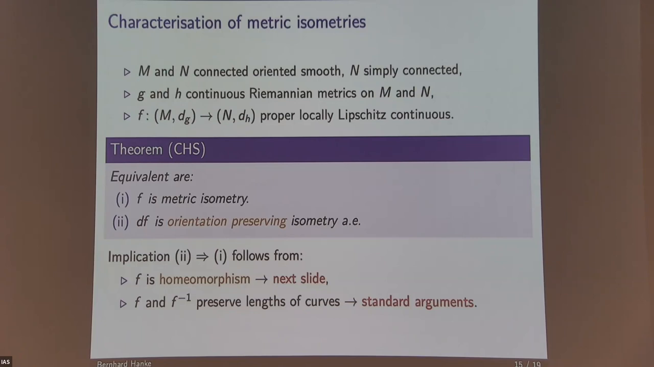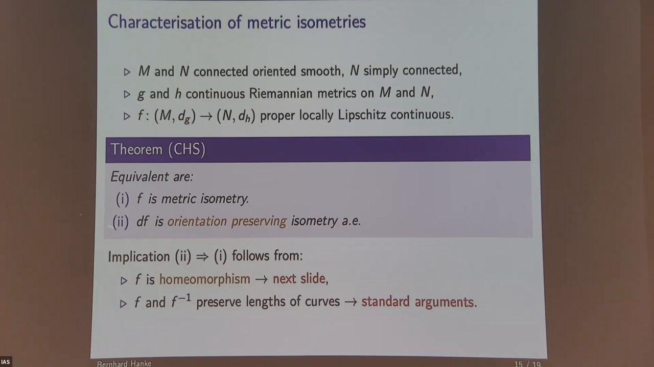If the manifolds are compact, then forget about the properness. Then the following are equivalent: F is a metric isometry, this is what we want, and DF is an isometry almost everywhere, but DF must also be orientation preserving almost everywhere. This is exactly what fails in this previous example, right? Once you have an example, you hope that maybe this is the only problem, and this is actually true, but why?